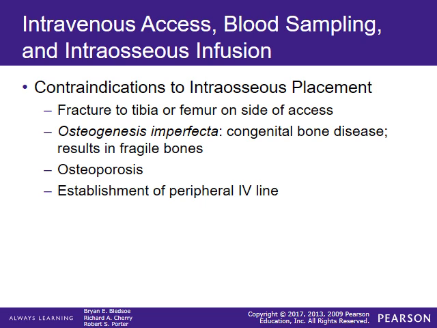Contraindications for IO placement include fractures to the tibia or fibula, osteogenesis imperfecta, which is a congenital bone disease that results in very fragile bones, osteoporosis, or the establishment of a peripheral IV line, which is the priority.